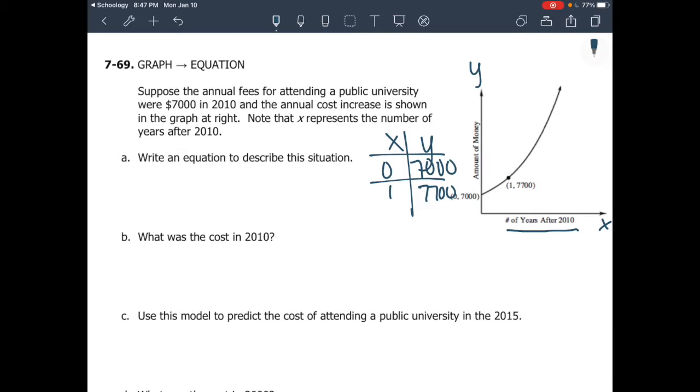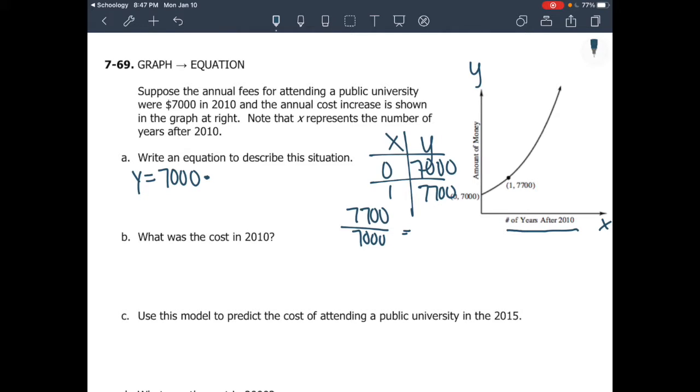So here are my numbers. 0 is at 7,000 and 1 is at 7,700. I need my starting amount for a, which is 7,000 at 0, and then times the multiplier. I don't know the multiplier, so I need to find it by dividing, because the multiplier goes forward, so divide to go backwards. And we also need to make sure we are dividing the later number by the first number. So 7,700 divided by 7,000.